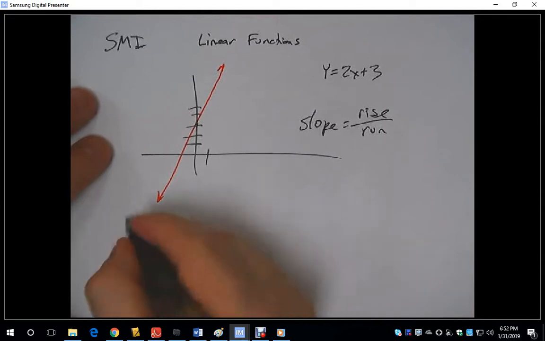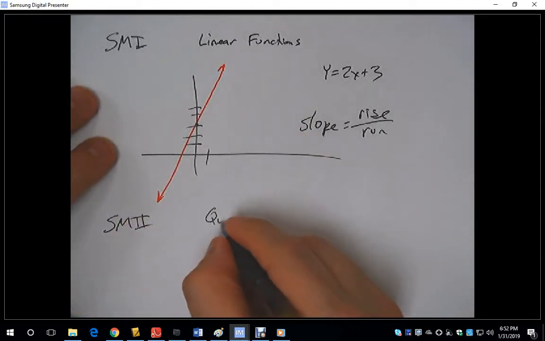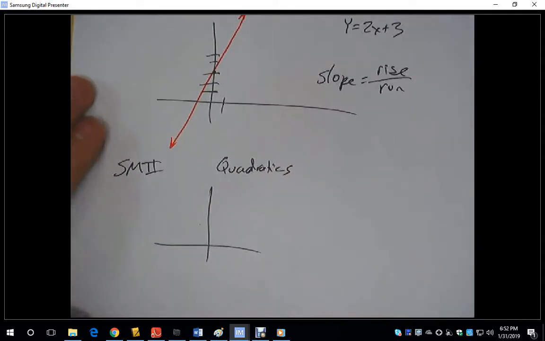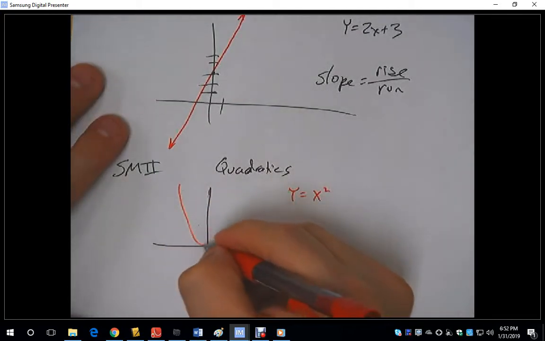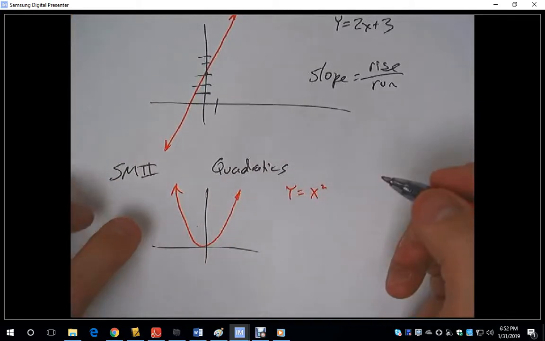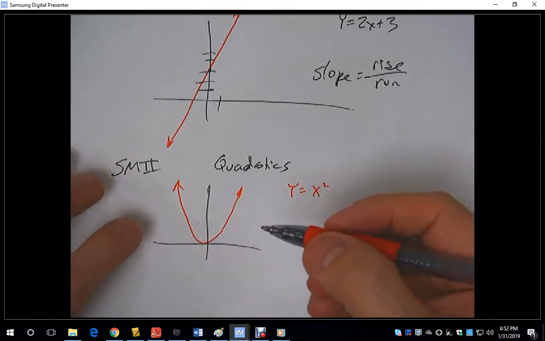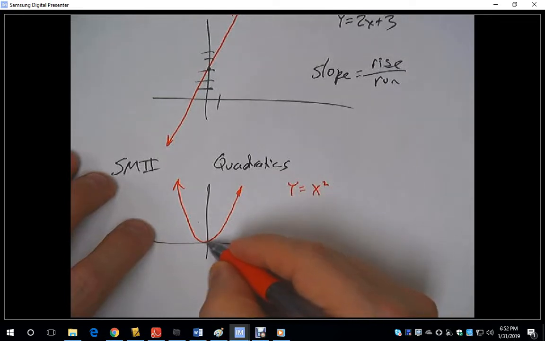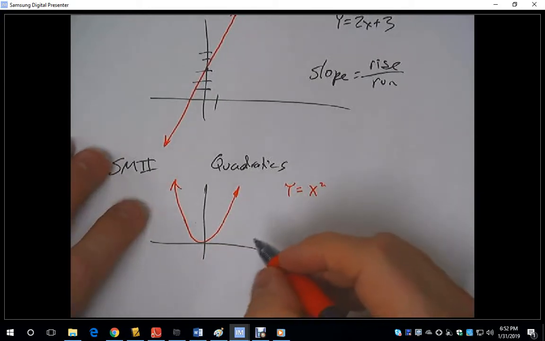And then in Secondary Math 2, the big idea is quadratics. When we graph a quadratic, this would be our y equals x squared, it makes a parabola. Now when we talk about slope with any curve, it's sort of meaningless because for any curve there are infinite slopes. Here we'd have a positive slope, down here a zero slope, and over here we'd have a negative slope. So it's sort of meaningless to talk about slope when it comes to curves.